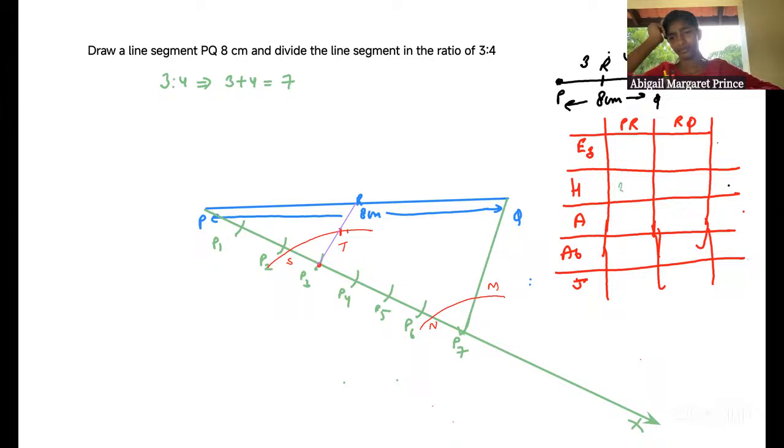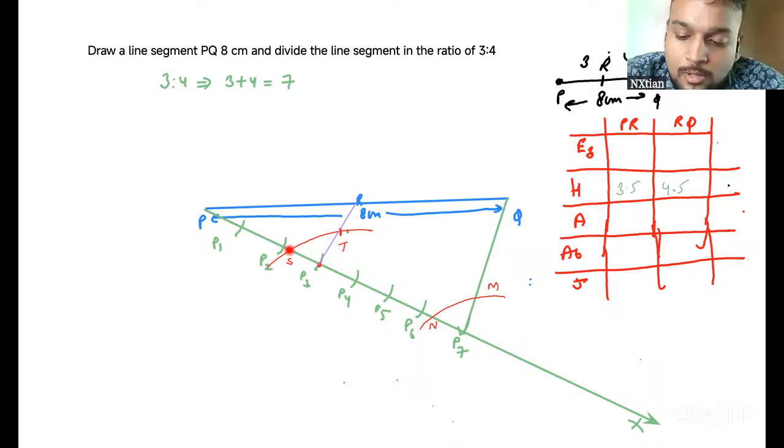After you measure NM, you keep the compass on point P and then make the cutting. No, you have to put the point on S. Okay, then you have to cut and make it.